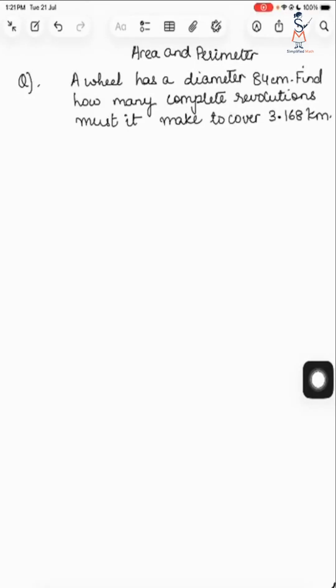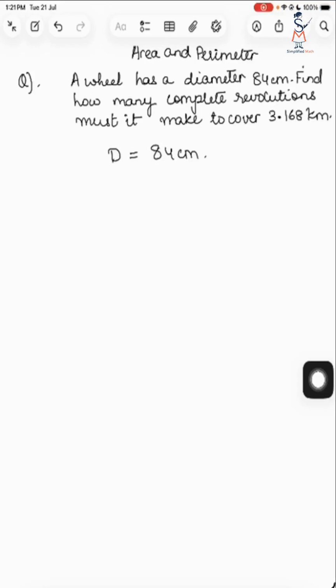Hi, we are doing area and perimeter. The question is: a wheel has a diameter of 84 centimeter. Find how many complete revolutions it must make to cover 3.168 kilometer. What is it saying? A wheel has a diameter of 84 centimeter. So the diameter of the wheel is 84 centimeter.